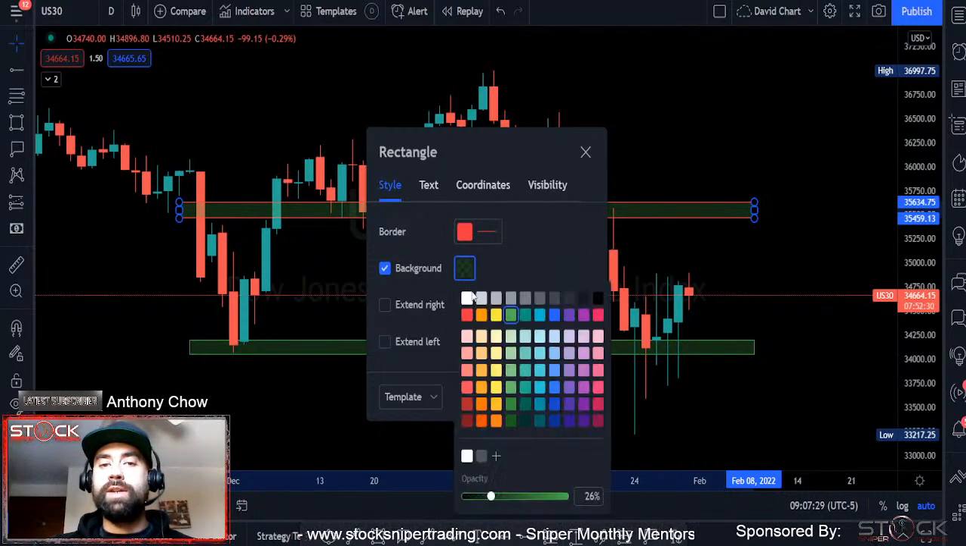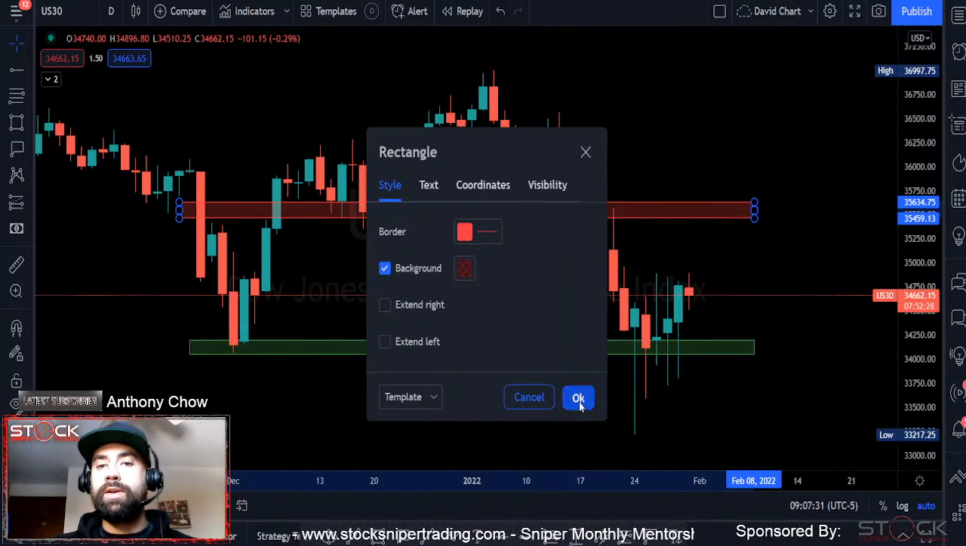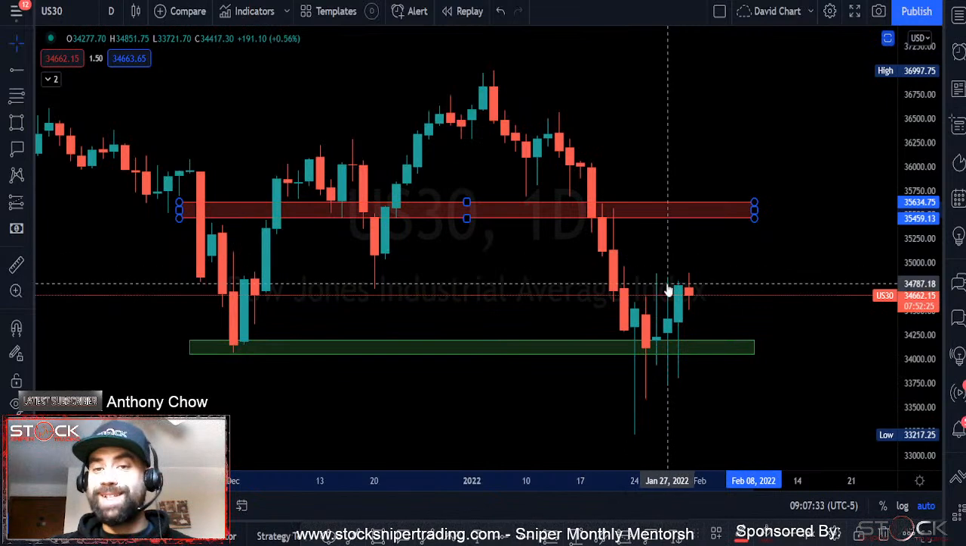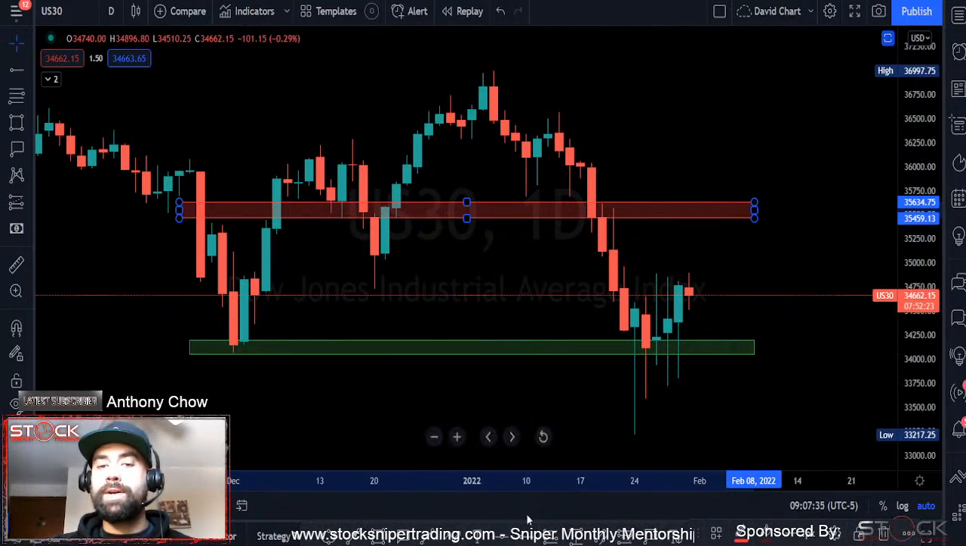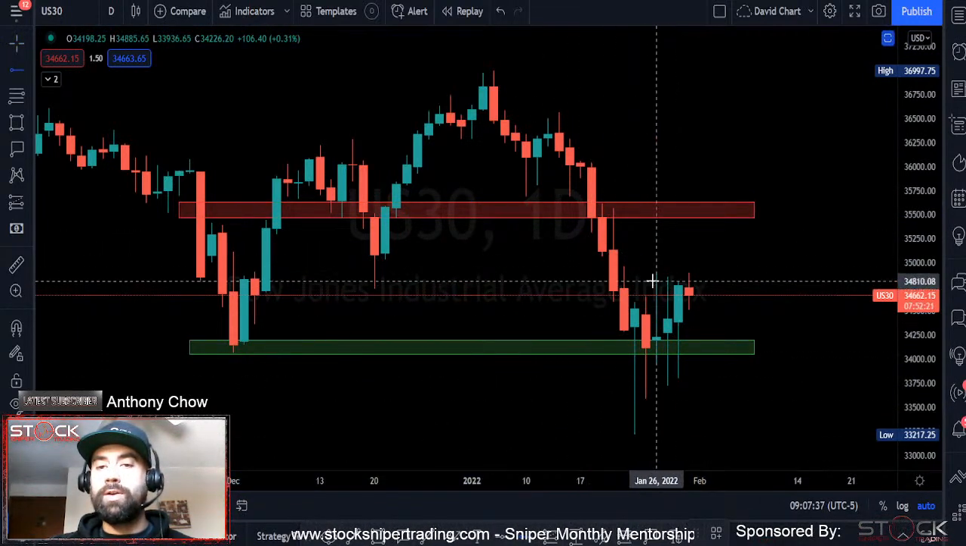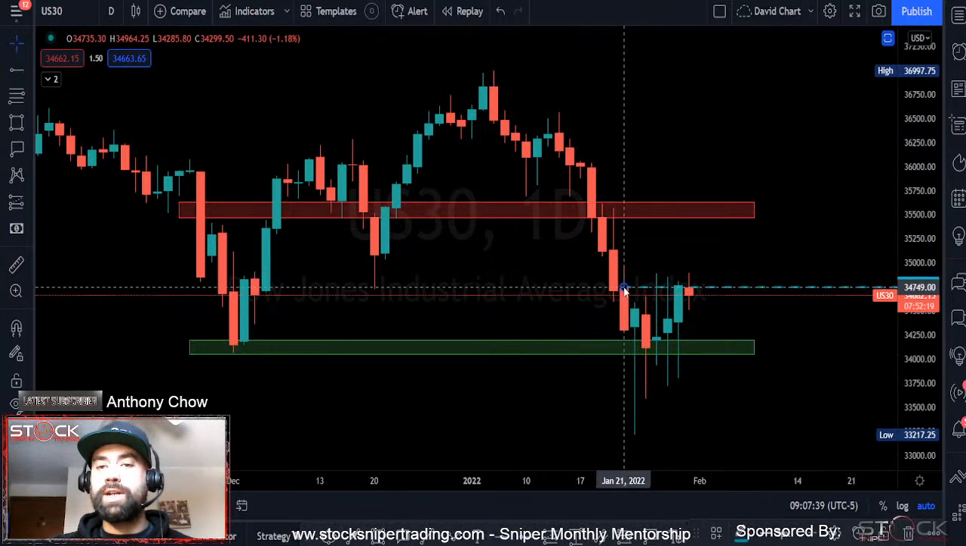This is US 30 on the daily, guys. Now, that's a wide range to push back up. Remember, that's daily, so we also have higher time frame resistance as well. Look at all these top wicks. We're currently getting rejected at the body.